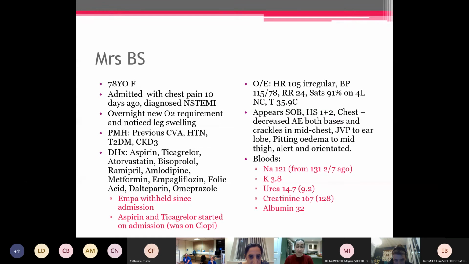So causative medications there really are just the omeprazole and possibly the ramipril. So on examination, heart rate is a little bit fast and irregular, blood pressure's fine, tachypneic, hypoxic, and they look short of breath, they have crackles, raised JVP and pitting edema. And the sodium has dropped from 131 2 days ago to 121, and the urea and creatinine are rising, but the albumin is fine. So can anyone describe the hyponatremia for this patient?